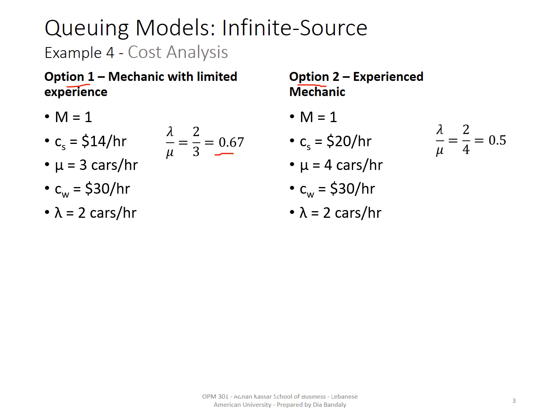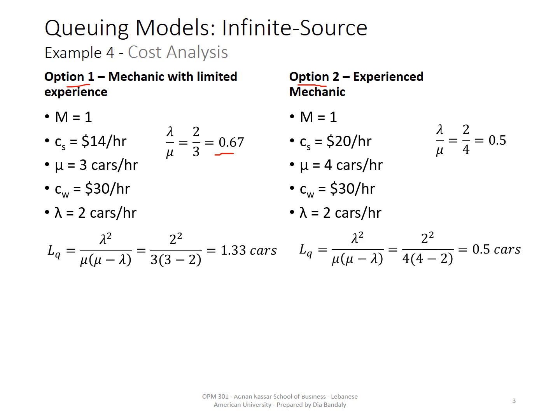So let's start finding the total cost. Remember that total cost is CW times LS plus CS times M. So to find LS, I need to find LQ. And that's why I found LQ for the first option. Why am I using this formula? Because I have already identified that option 1, like option 2, are single servers. So I use the formulas for the single server model, and I get LQ equal to 1.33 cars.